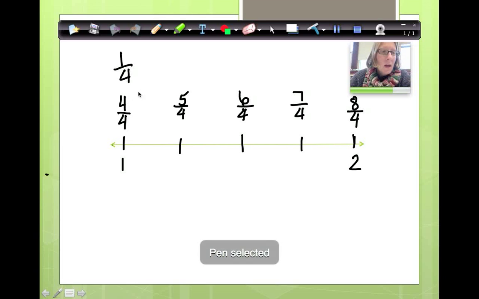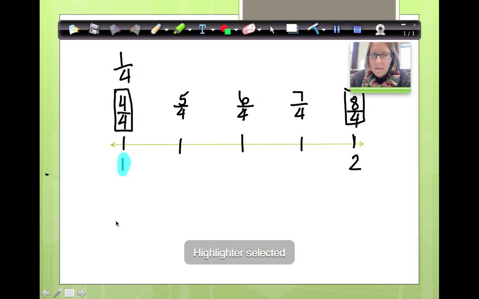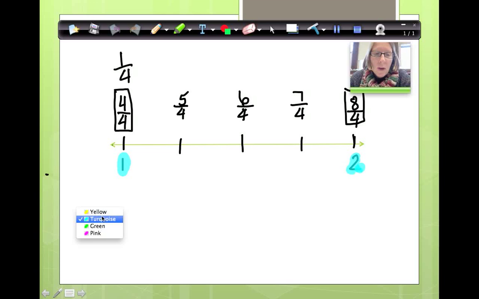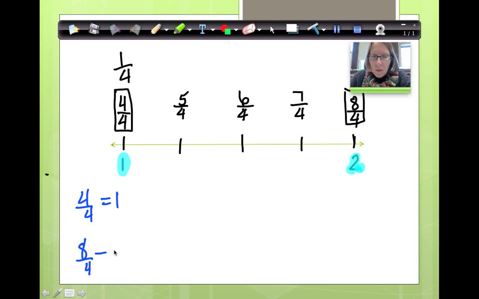Now I would like you to draw a box around 4 fourths and 8 fourths. When you look at 4 fourths underneath, it is the same as 1, right? When you look at 8 fourths underneath, it's the same as 2. So we call 4 fourths equaling 1 and 8 fourths equaling 2 a special kind of fraction. So 4 fourths equals 1 and 8 fourths equals 2. We call those special fractions. And let me tell you the name of those fractions.